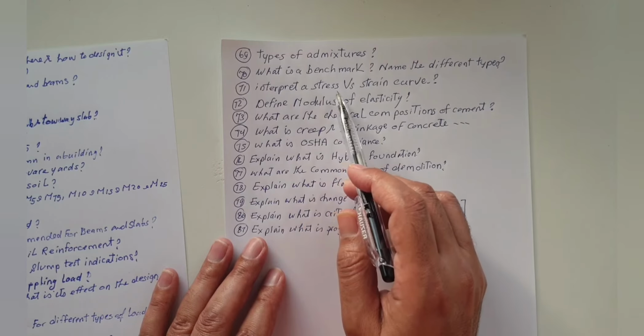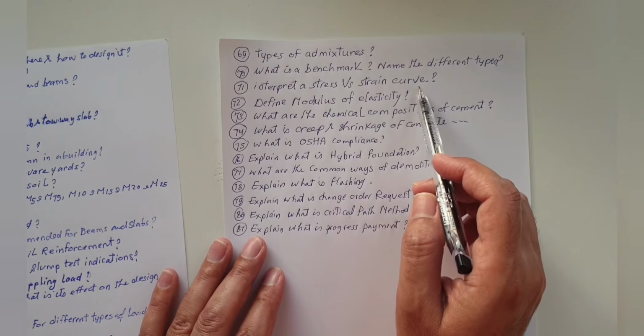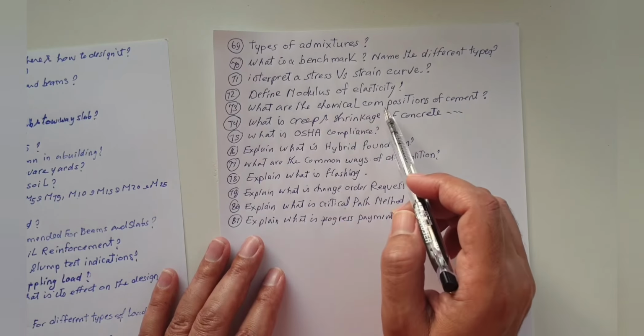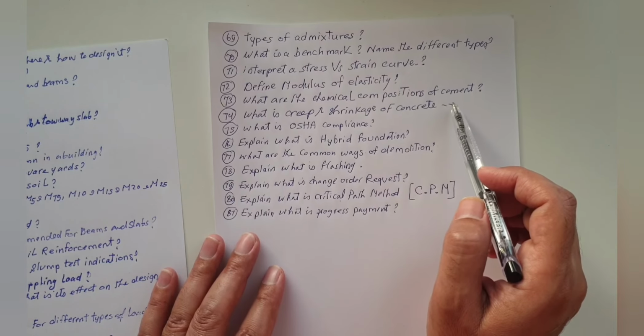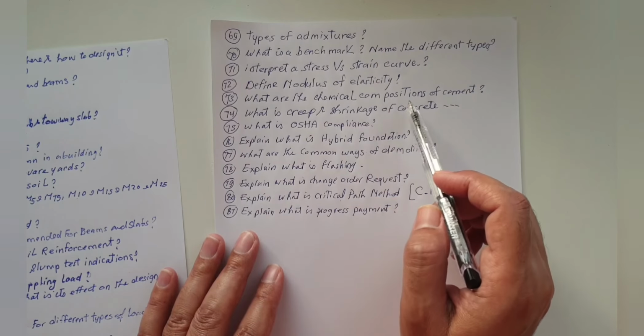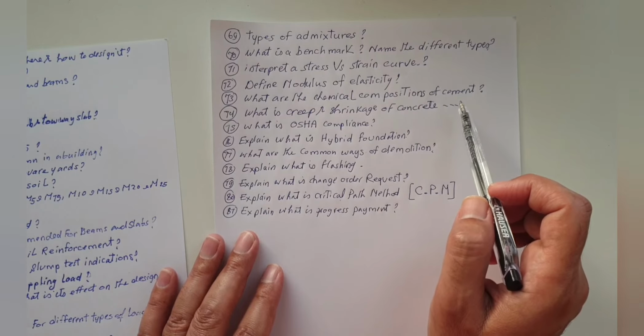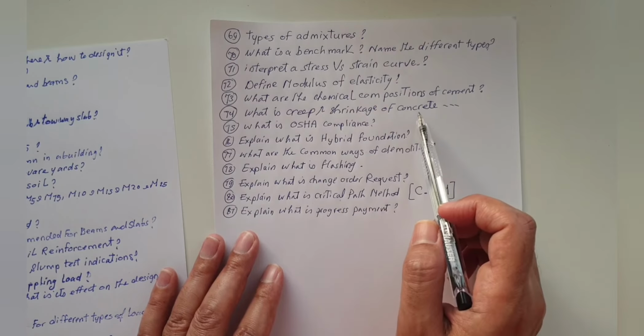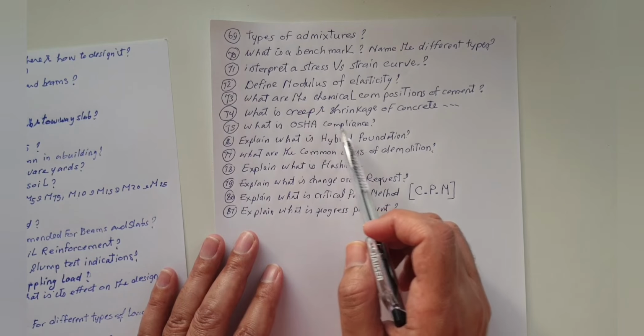What is the difference between stress and strain curve? What is the meaning of modulus of elasticity? What are the chemical compositions of cement? What chemicals do we add as admixtures in concrete? What is creep and shrinkage of concrete? What is the meaning of OSHA compliance?